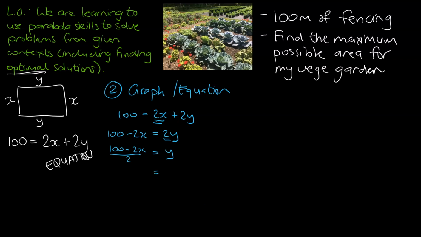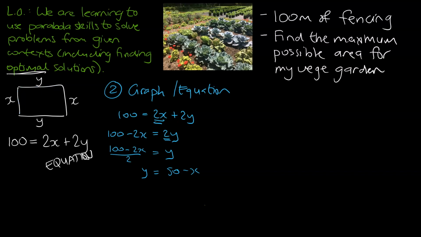And that means y is going to be equal to 100 divided by 2 is 50. And 2x divided by 2 is x. So y is going to be 50 minus x. Which when you think about it, it makes sense, because half the perimeter will be the blue area, which will be 50 meters. And y will be, well, 50 meters less whatever you used for x.